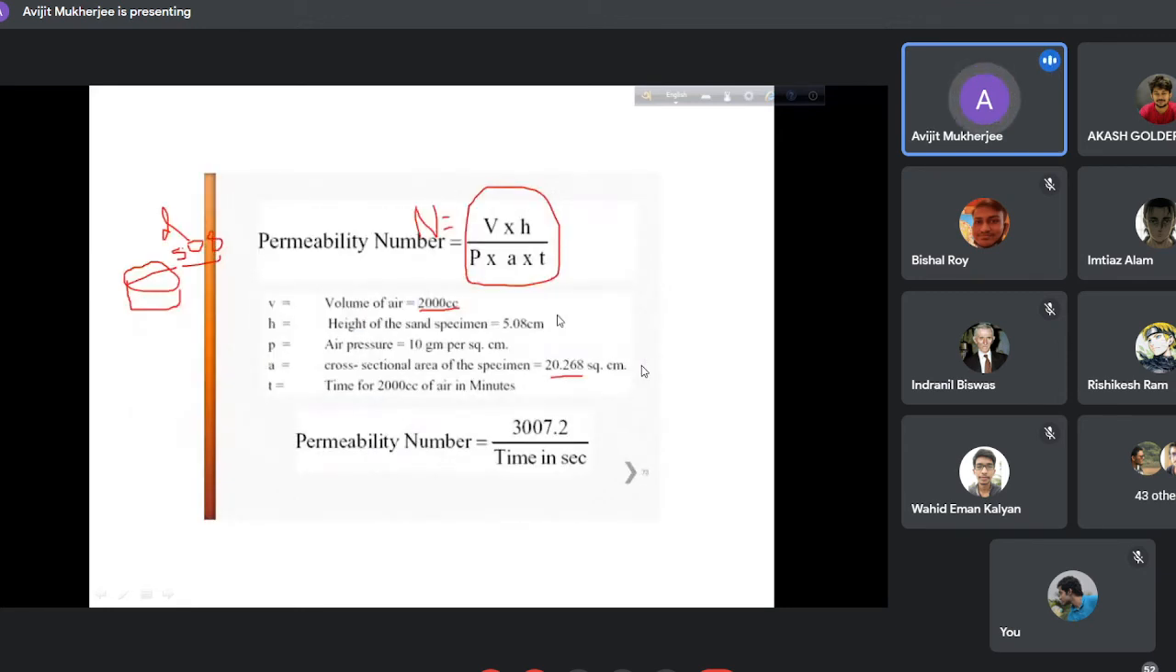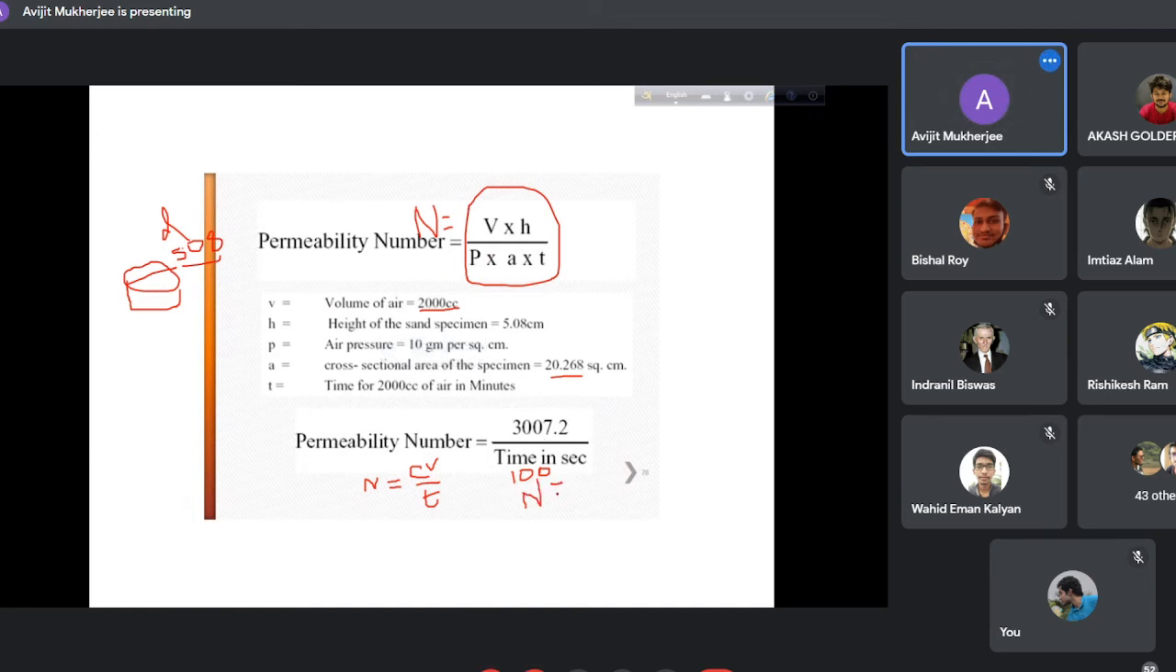Okay. So now, as all these are known, V is known, H is known, P is known, A is known. If you put all these values, that will be equal to 3007.2 by time. Now say permeability number N is equal to some constant by this time, where constant is known. So say 3007, if your time is 100 seconds, then what is the permeability number?